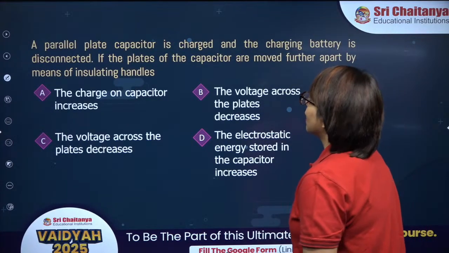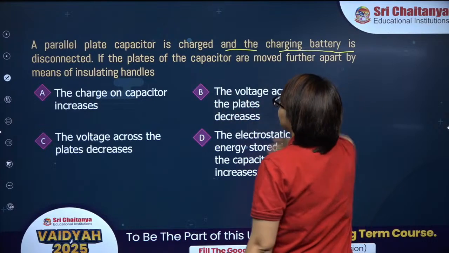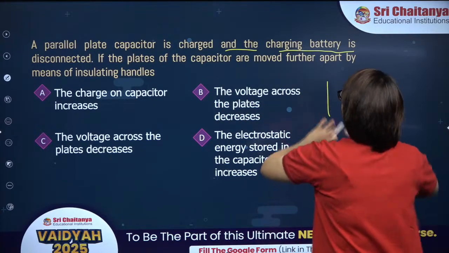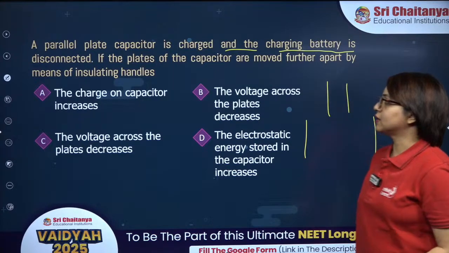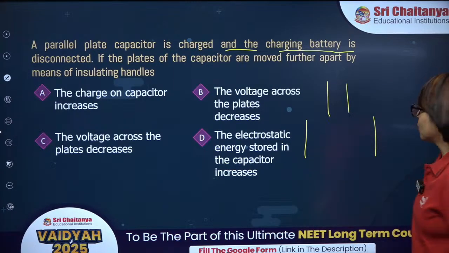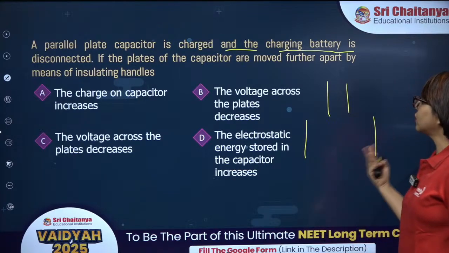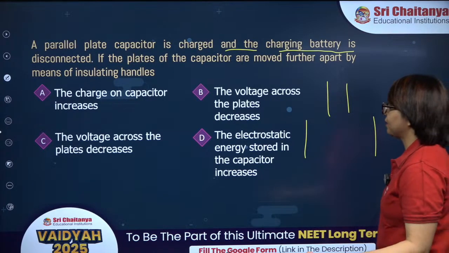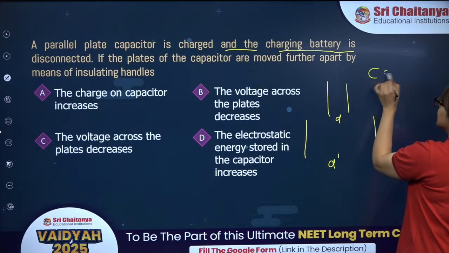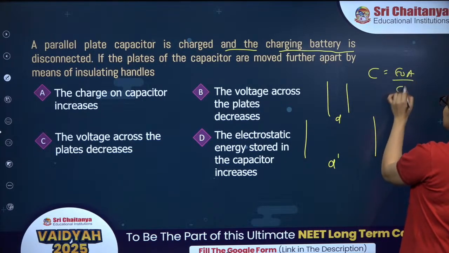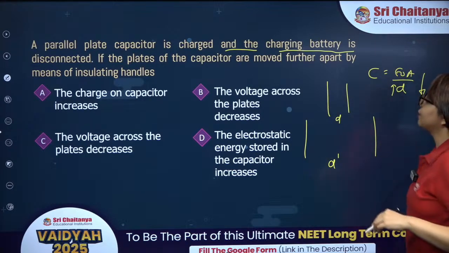let's try this one. A parallel plate capacitor is charged and charging battery is disconnected. Now if the plates of the capacitor are moved further apart by means of insulating handles, then what will happen? So we are disconnecting the battery, so charge on the capacitor will not change, right? So charge will be same, but since you are increasing the separation between the plates, the capacity epsilon naught A by D will decrease because we are increasing D.